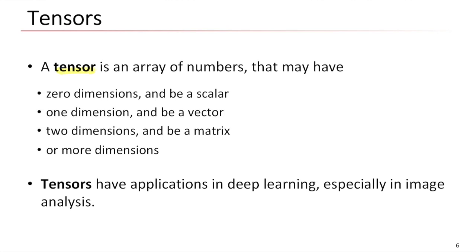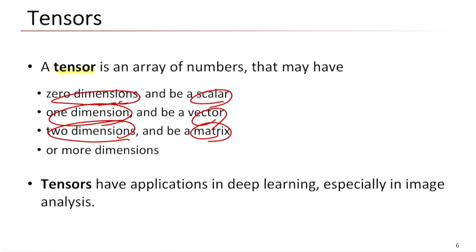Then, what is a tensor? Speaking loosely, a tensor is a more general term that contains every notation so far. For example, if it has 0 dimensions, it is called a scalar. If it has 1 dimension, it is called a vector. If it has 2 dimensions, it can be called a matrix. And a tensor can have 3, 4, or more dimensions. Tensors have applications in deep learning, especially in image analysis.